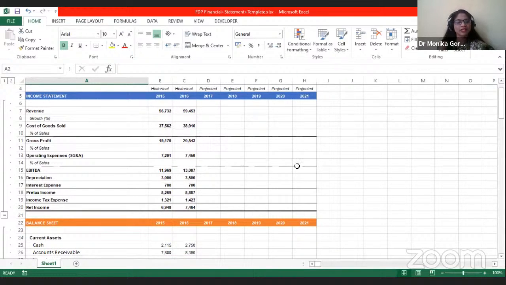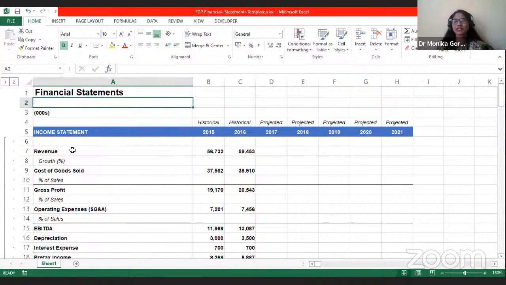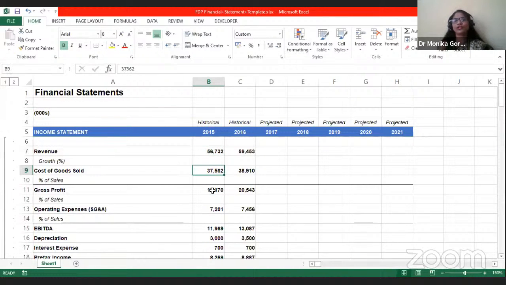As already discussed, the income statement starts with your revenues, your net revenues. Revenues minus cost of goods sold generates the gross profit. Now, for constructing the financial statements for 2017, 18, 19, 20 and 21, I will use the percentage of sales and the historical data. In 2015 the revenues were 56,732, and in 2016 59,453.